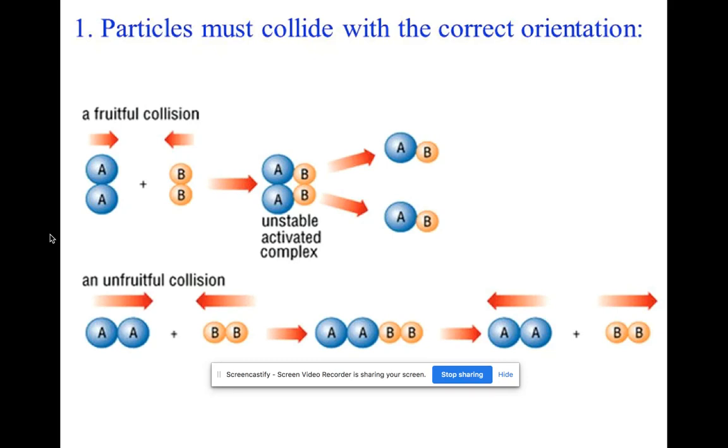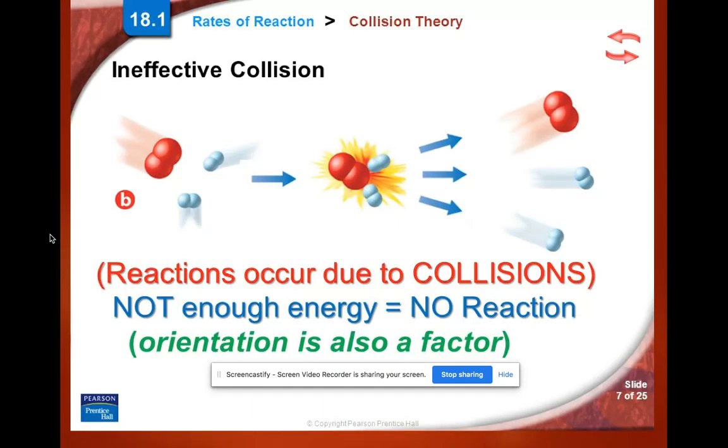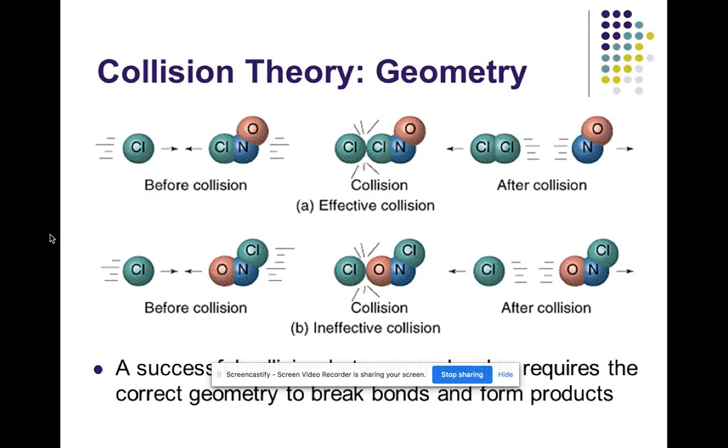So when the reactants have enough energy and collide with the correct orientation, the reaction is successful. However, if the reactants do not have enough energy, or their orientation during the collision is incorrect, then the reaction will not be successful. There's 2 ways to have an ineffective collision. Either they're not orientated correctly or there's not enough energy. It has to stick. You need energy to break bonds.